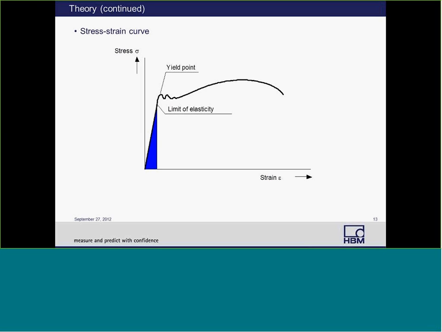This is a diagram of a stress-strain curve. On the y-axis, we see our stress, and strain on the x-axis, and it's seen that at a certain point, an object will reach its limit of elasticity where the item will not bounce back to its original shape, and at that point, the object becomes deformed.